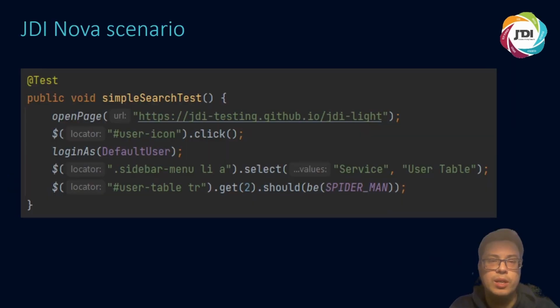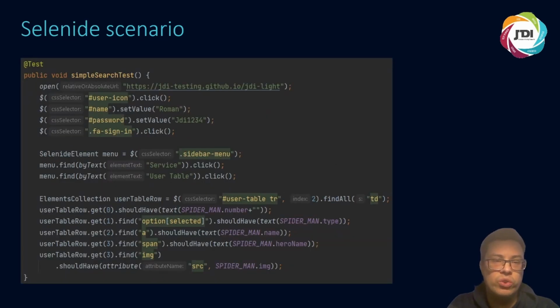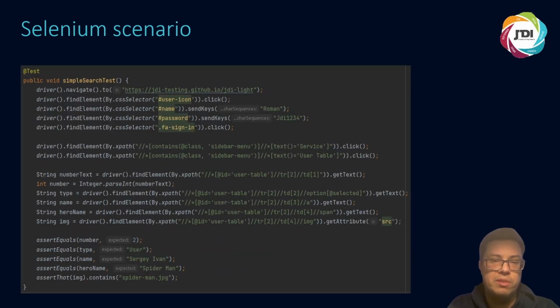Using JDI Nova, we can easily implement this scenario with the following code. We can write open page, click on user icon, log in with some user, select user table in the service menu, and then check that the second row has the Spider-Man entity. This is really simple and requires no page objects outside of the test or other methods. For example, with Selenium, you need to write the following code. It is also compact enough, but you can see there's much more code that you need to develop. And of course, with Selenium, you will have this mess of code without special refactoring.